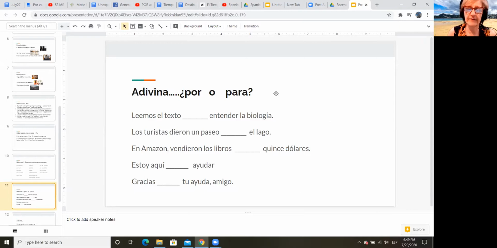Adivina, guess. Let's see if you can guess which one makes sense, or if they're interchangeable. ¿Qué piensan? What do you guys think?